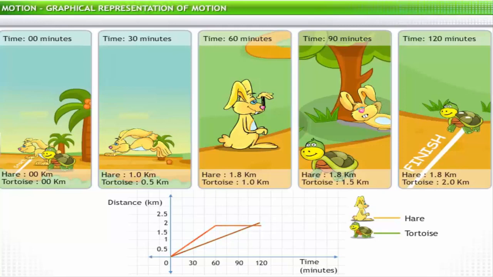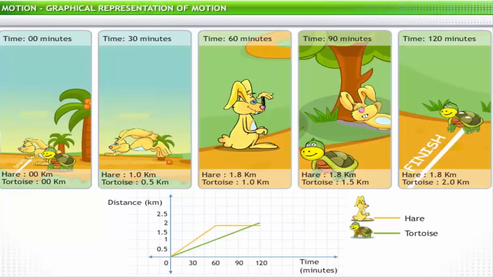Graphs help us communicate information visually. They enable us to understand quickly trends that would otherwise need lengthy written descriptions. As you have studied in mathematics, a straight line graph helps in solving a linear equation with two variables.